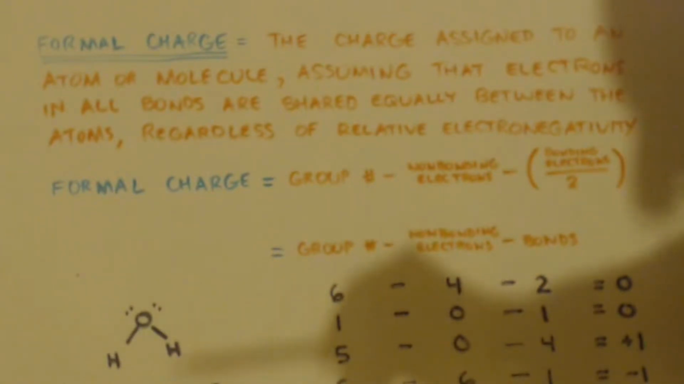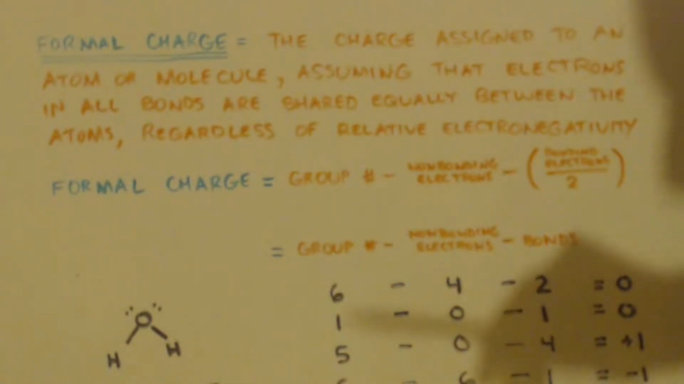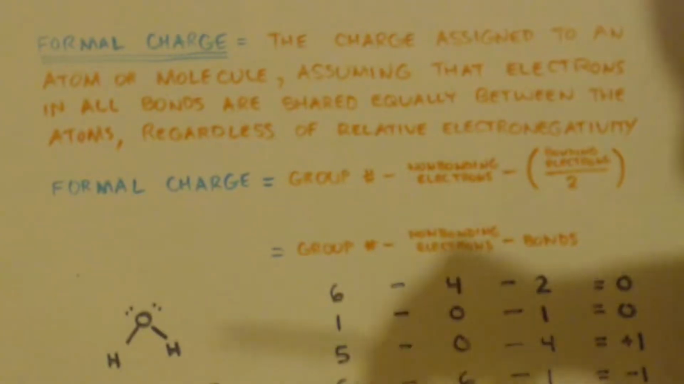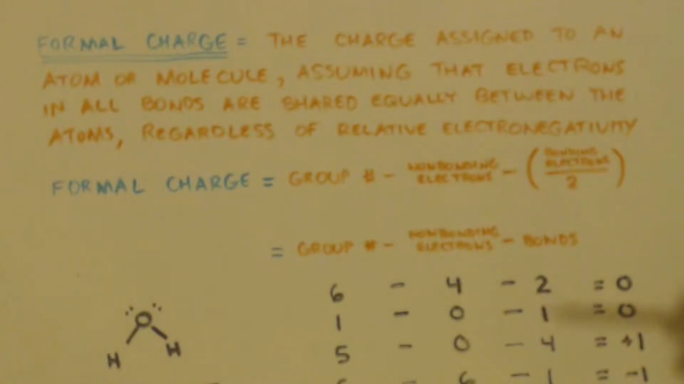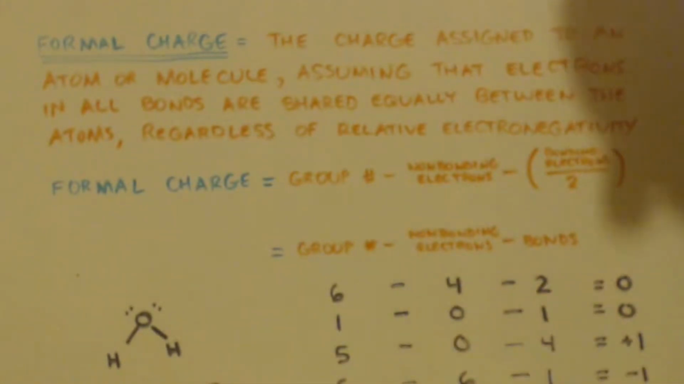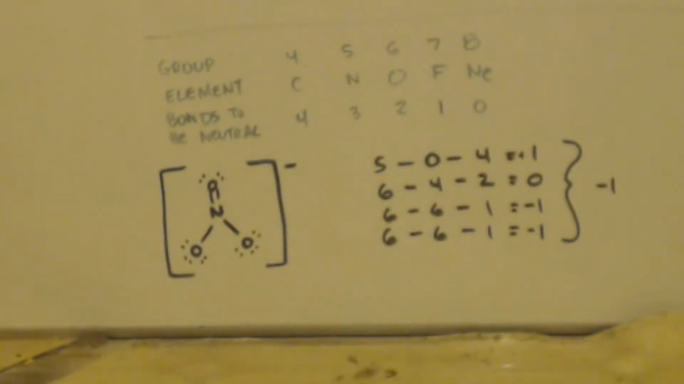Let's do the hydrogens. You can see the hydrogens are identical. So whatever one hydrogen is, the other one is too. What group number is hydrogen in? It's in group number 1. How many non-bonding electrons? You ain't got any, right? So 0. How many bonds? So there's 1 bond there. So 1 minus 0 minus 1 equals 0, right? So the 2 H's have 0 formal charge and the oxygen has 0 formal charge, okay? It's that simple.